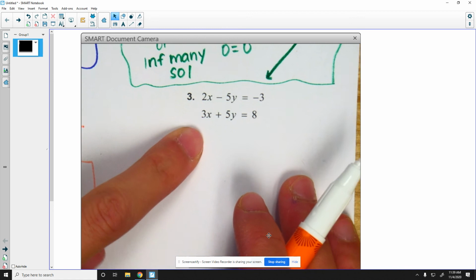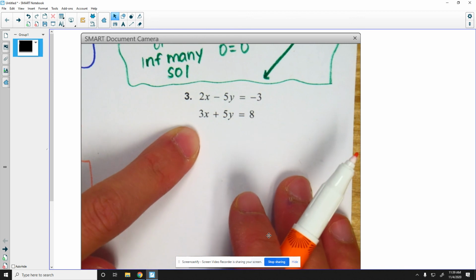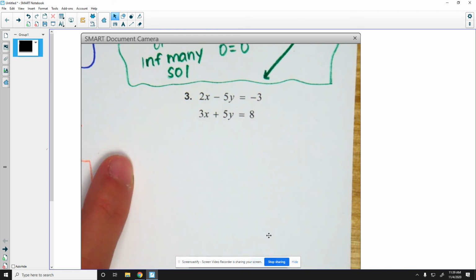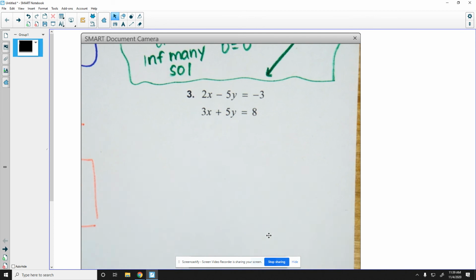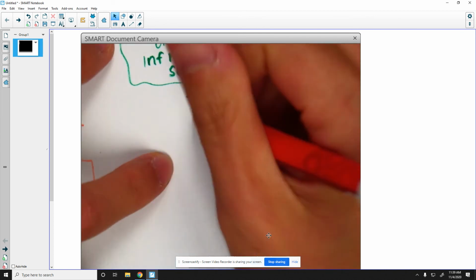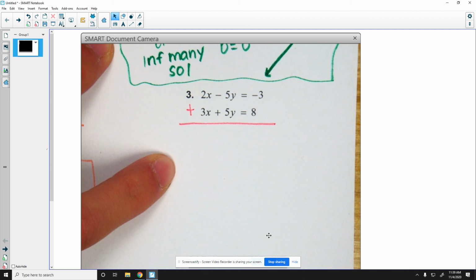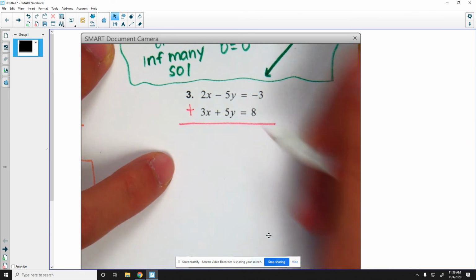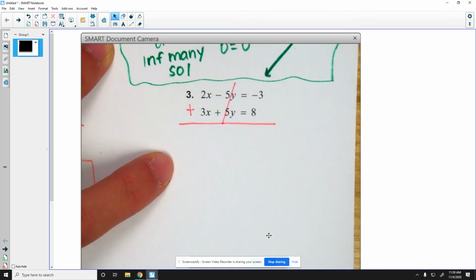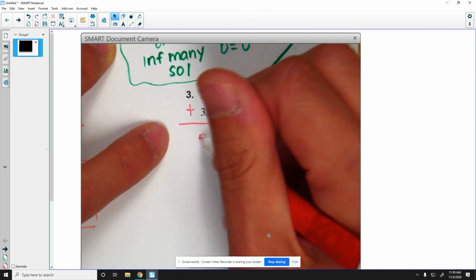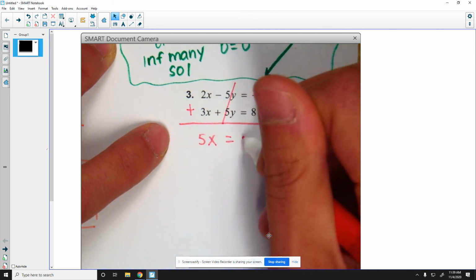All right, finally, this one. What's the easiest way to solve for this one? Hudson? Elimination again. So guys, as much as you may or may not love graphing, because it just tells you the answer in your calculator, when you hit second, calc, intersect, enter, enter, enter, sometimes elimination honestly is easier. So let's add, because 5 negative 5 is just 0. So 2 plus 3 is 5x. Negative 3 plus 8 is 5.